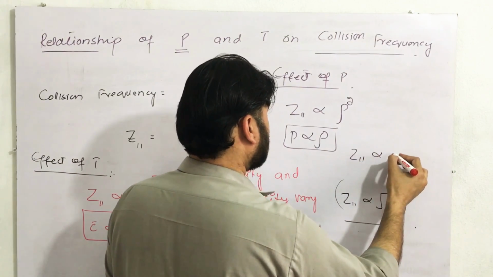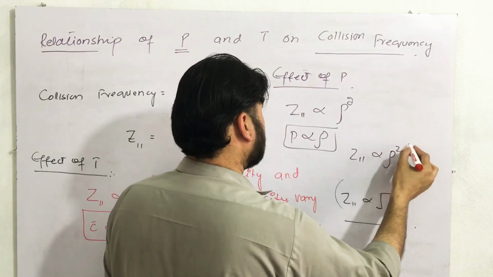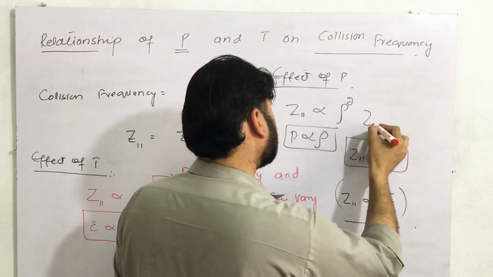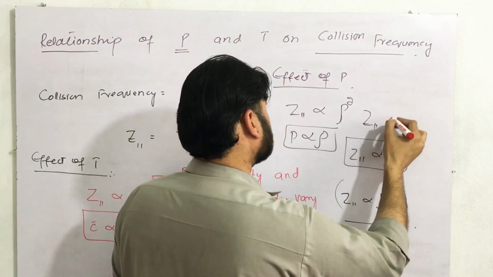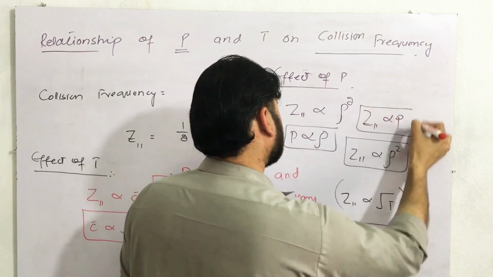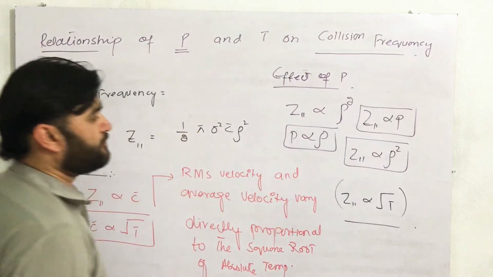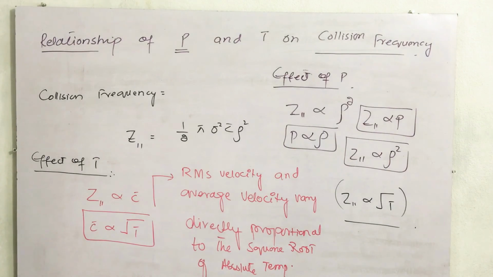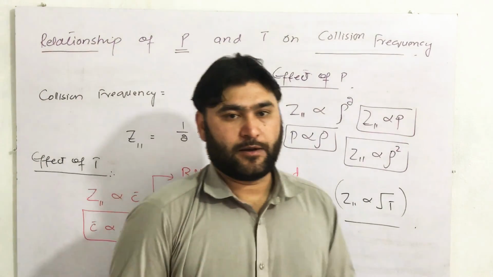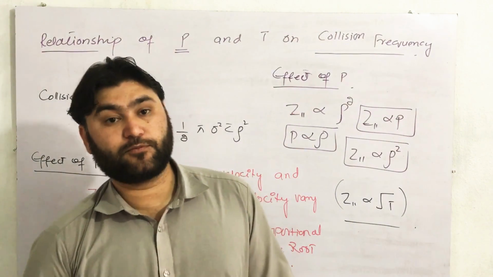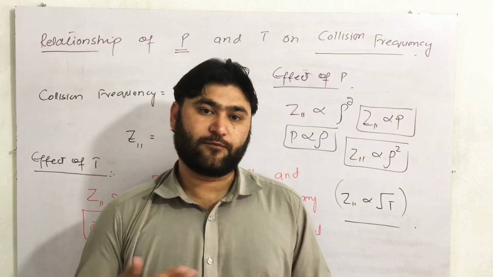This is the formula. You can say it is a direct relationship of rho. So pressure of a gas is directly proportional to rho, that is the number of molecules present per unit volume of a gas. So that was the small relationship between mean free path and also the effect of temperature and pressure.